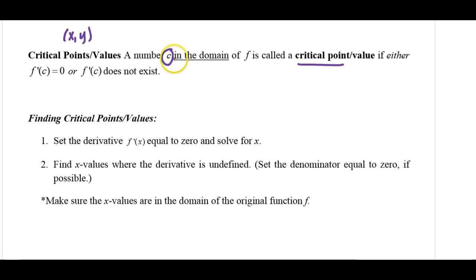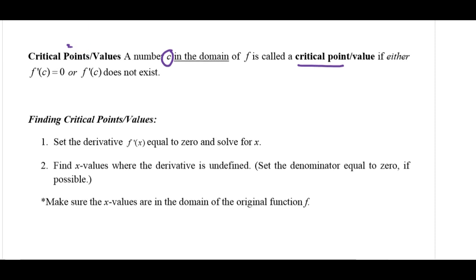So we're actually only going to be concerned with the x value. Even though we're going to ask you for critical points, it's kind of a flawed way of saying it, because we're only asking you for the x value. So I don't actually want your answer to be a coordinate point, just the x value of the coordinate point.